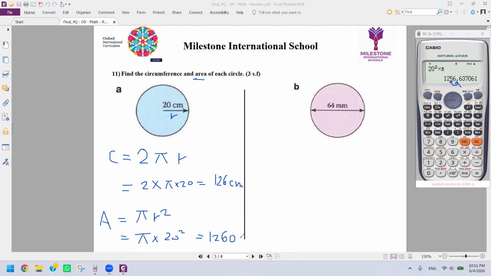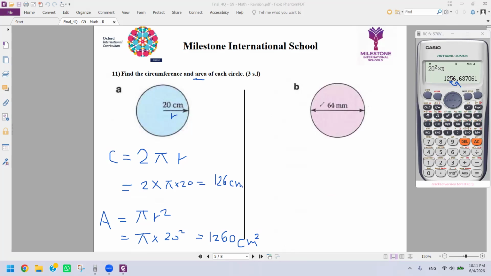Guys, keep your answer logical, okay? We said it's round up. The number is 1,256. So it has to be more than 56. So 1,260. The unit, centimeter. Since this is an area, the unit has to be squared. So 1,260 centimeters squared.